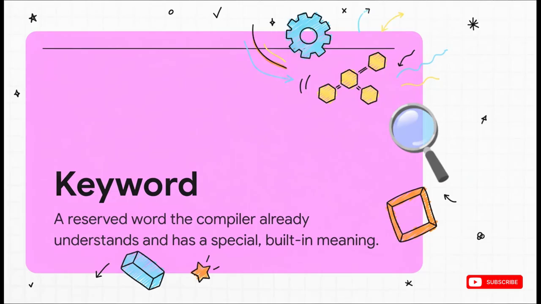So I've said the word keyword a few times now. What exactly is one? It's simple. A keyword is a special, reserved word that the Java compiler already understands. Think of them as being off-limits for you to use as names, because they already have a job to do. They're part of the core language.